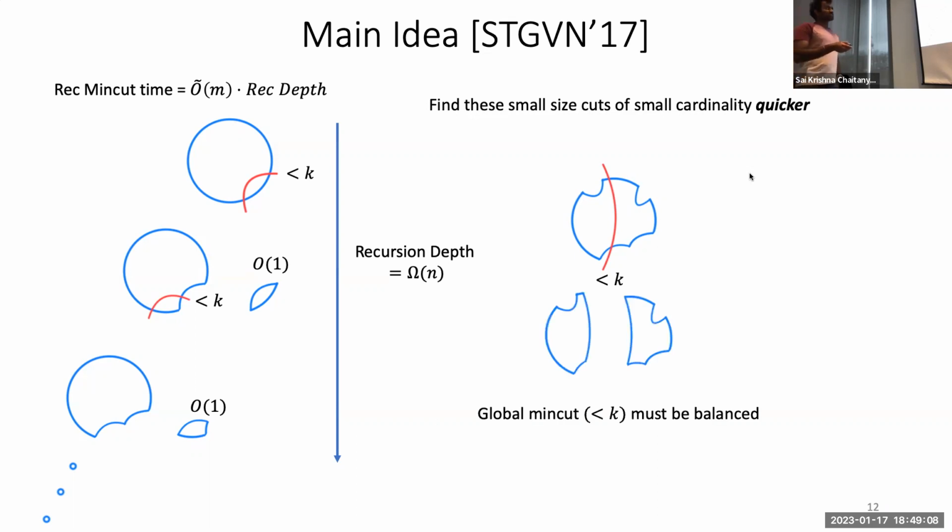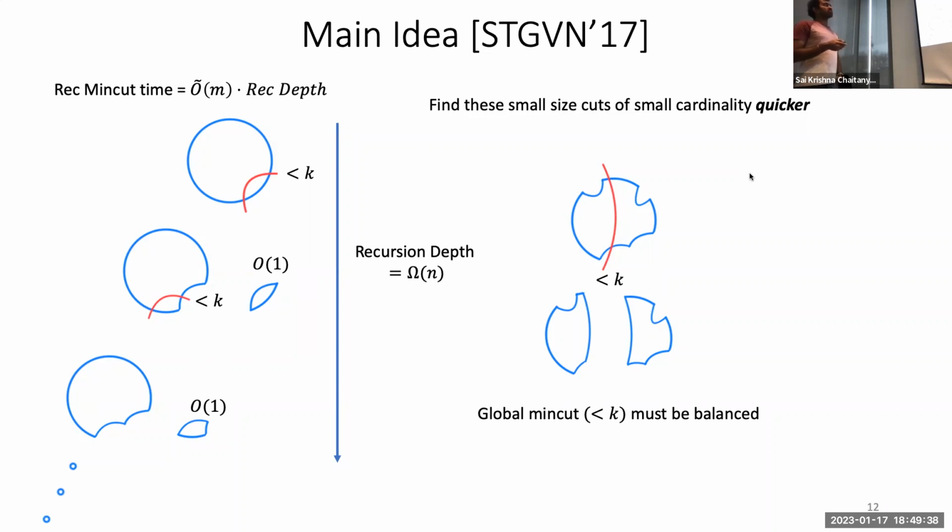Why? Because if it is not balanced, that is based on the balance parameter, which I will be defining later. If it is not balanced, then the min cut, which is the global min cut, has a side that is very skewed. Then that actually becomes a small size cut of small cardinality. So that is the key observation.